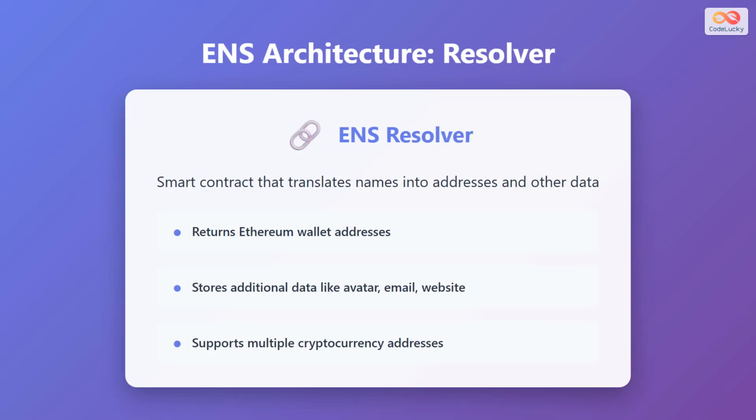The second component is the ENS Resolver. This smart contract does the actual work of translating names into addresses and other data. The resolver returns Ethereum wallet addresses when you look up a name, stores additional information like avatars, email addresses, and websites, and even supports multiple cryptocurrency addresses. So you can link not just Ethereum addresses, but also Bitcoin, Litecoin, and other blockchain addresses to your ENS name.